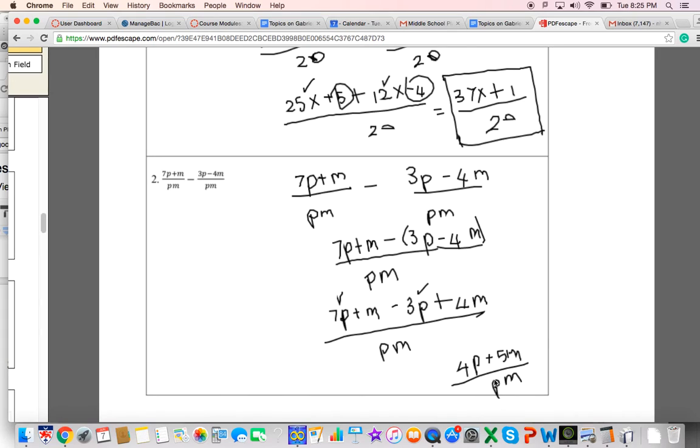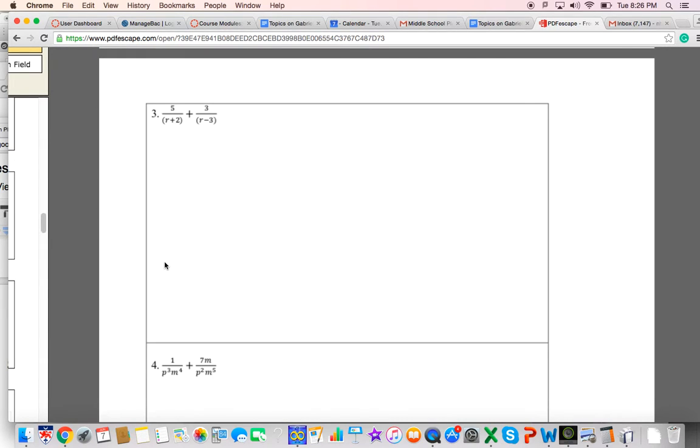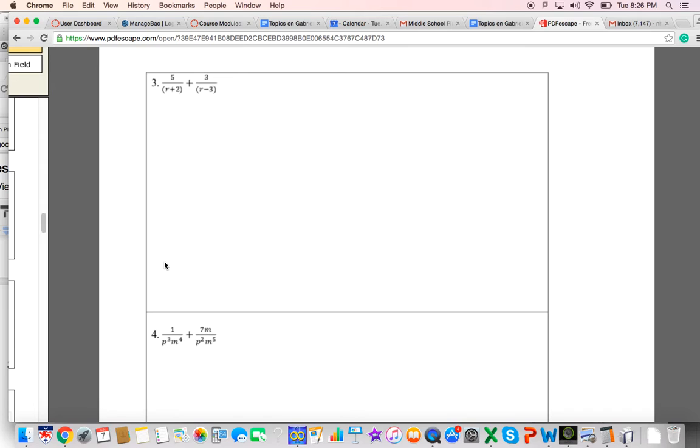Now there are no more like terms. There is nothing in common in the numerator and denominator. Again, remember we cannot just cross off P and then P here because this is an entire term and that's an entire term. I put parentheses just to show that to you. They are not required. The final answer is actually just 4P plus 5M over PM. And that's how we do that one. That's how we subtract that one. Okay. So this quiz kept going. It's a little bit long.